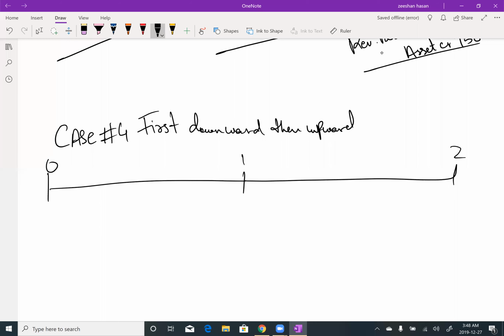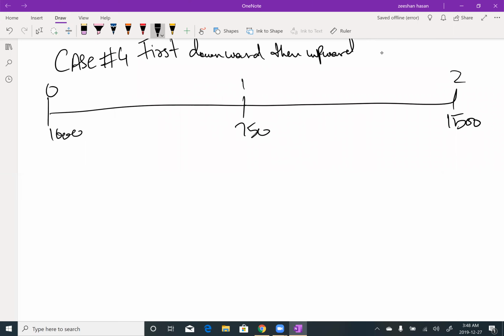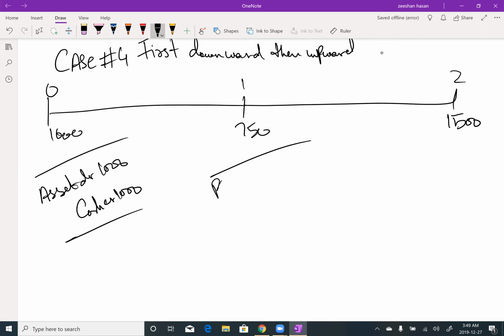Case number four: first downward, then upward. The value goes to 1750, and in year two, its value goes up to 1500. The first two entries are just like case number two, that is, asset debit and cash credit. Then P&L debit 250, asset credit 250.